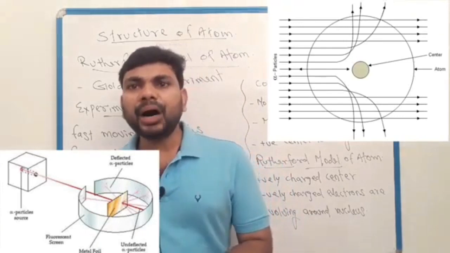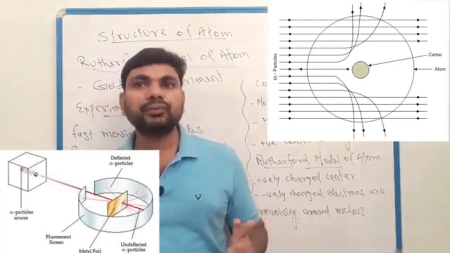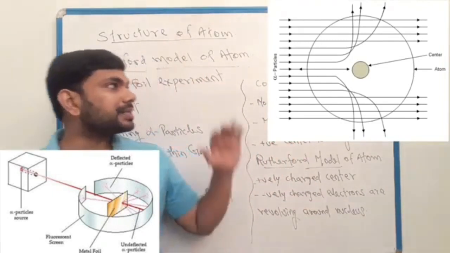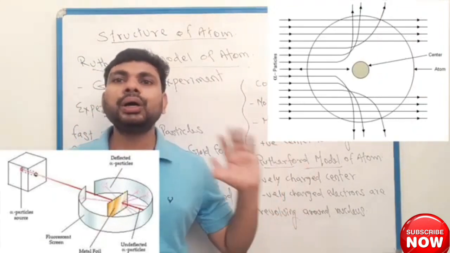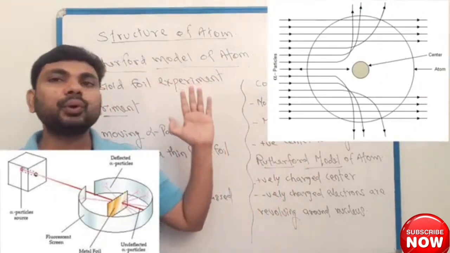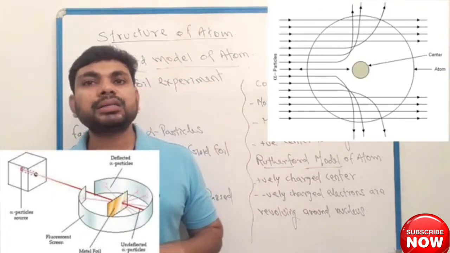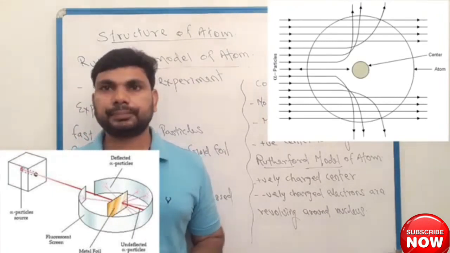Clear? When he passed alpha particles through thin gold foil, this was the observation. You can see here most of the alpha particles passed through gold foil without any deviation, without any change.